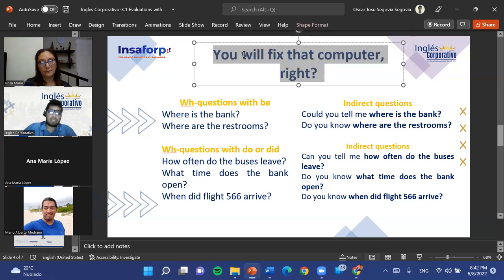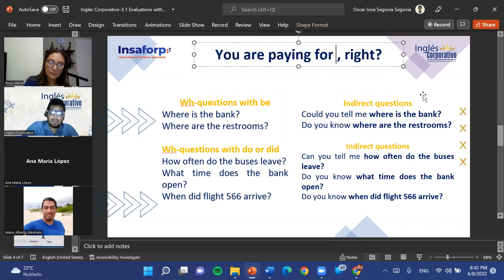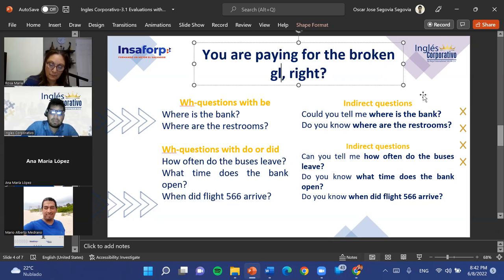Por ejemplo, si queremos preguntarle a alguien si va a pagar algo que se quebró. You're paying for the broken glass, right? You're paying for the broken glass, right? O sea, le dicen, vas a pagar por ese vaso quebrado, ¿verdad? O, bueno, de hecho con glass es complicado porque pueden también entenderlo como vidrio, pero vamos a quedarnos con el ejemplo del vaso. You're paying for that broken glass, right?